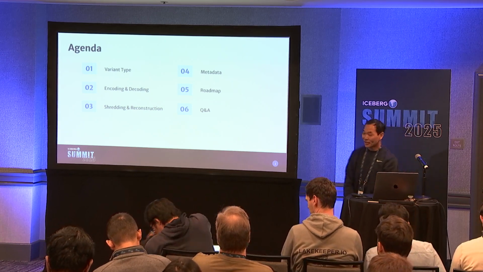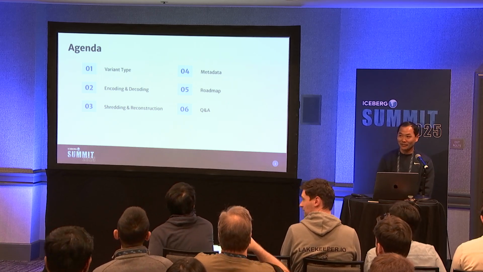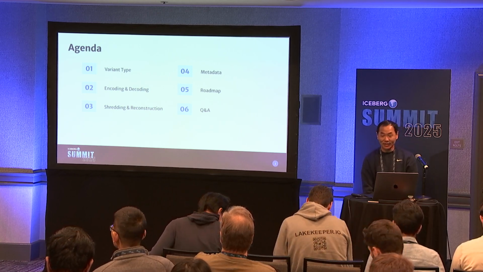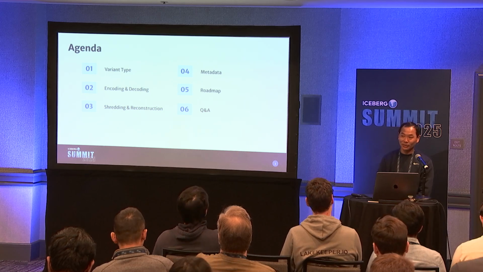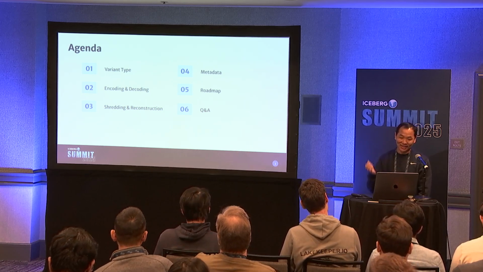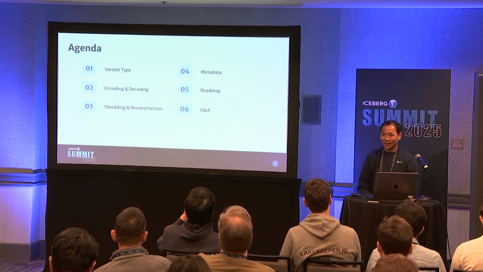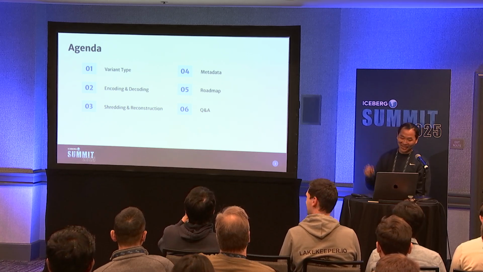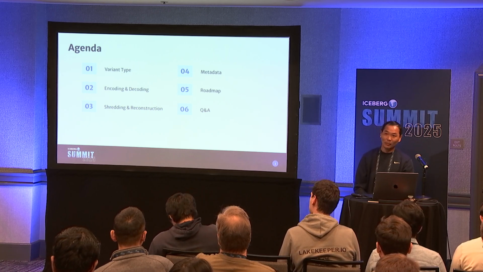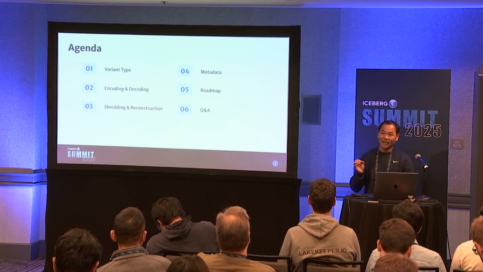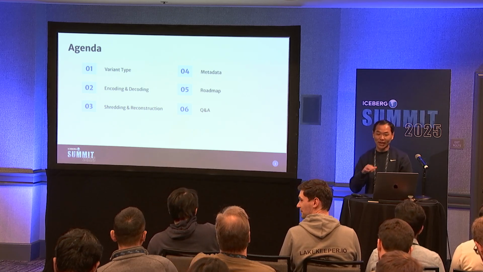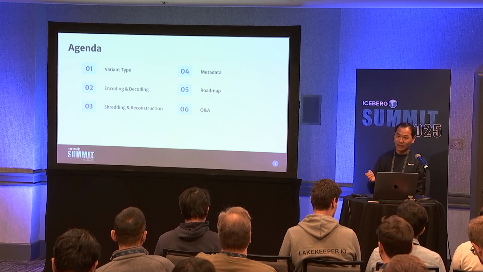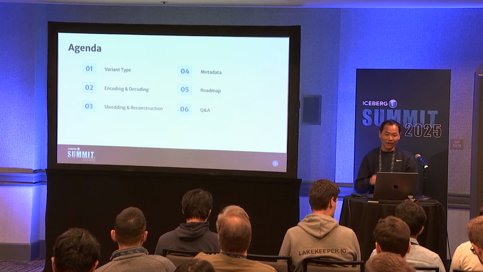Here's today's agenda. First we are going to give a brief introduction on what a variant data type is. And then after that, we're going to dig into the more technical side, like encoding and decoding, and then shredding. Hopefully, you're going to catch on to what shredding is. And then I'll talk about the metadata for a variant. We're going to collect some metadata, which will help with pruning related to variant.